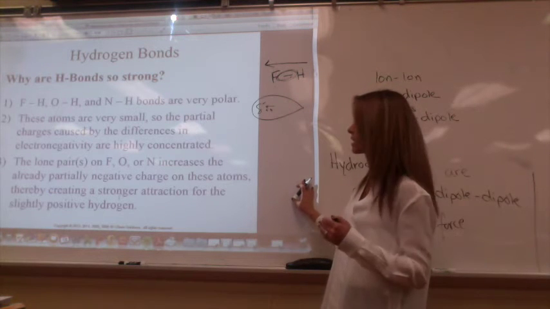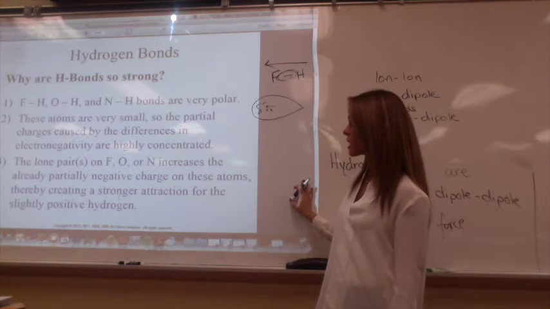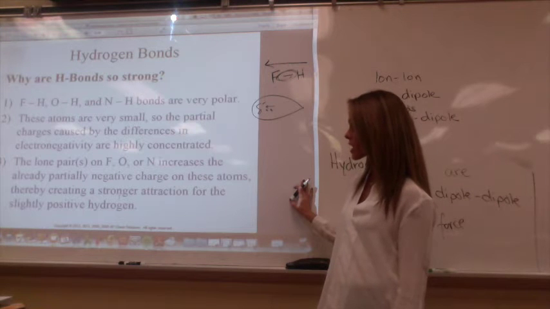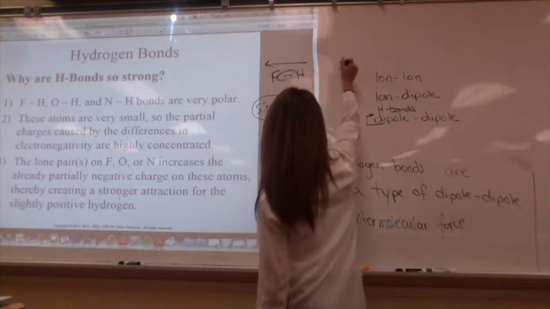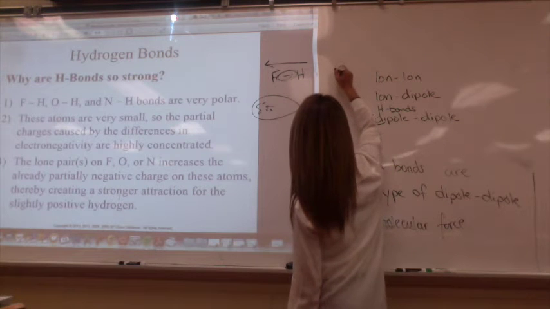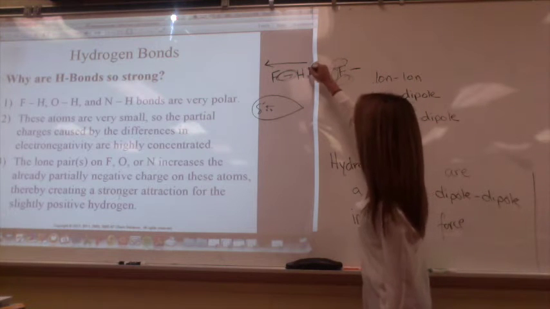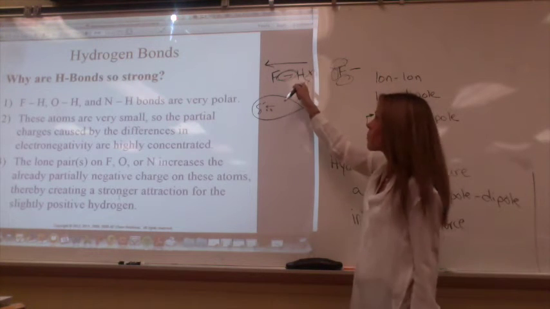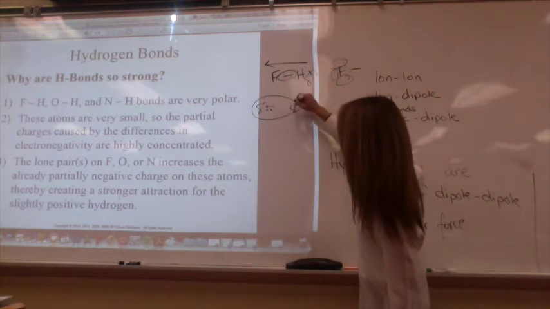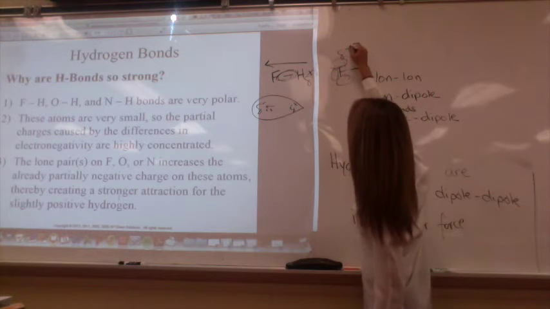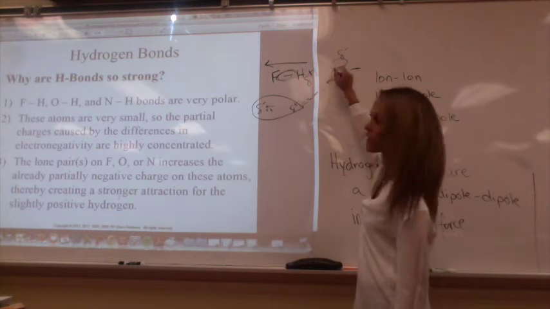The lone pairs then, on the other piece, on fluorine, oxygen, and nitrogen increase the already partially negative charge on these atoms, thereby creating a stronger attraction for the slightly positive hydrogen. So here's what happens. I have this occurring, and then I have on another, say, fluorine over here, 1, 2, 3, 4, 5, 6, that's bonded to something else. We have these lone pairs here. Then this becomes slightly positively charged, but more so because most of the density is being pushed towards this other side, right? So this is slightly positive over here, and then these are very negative over here because of these lone pairs. So then you get a strong force of attraction between them.